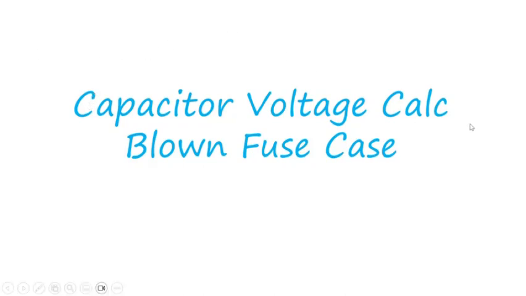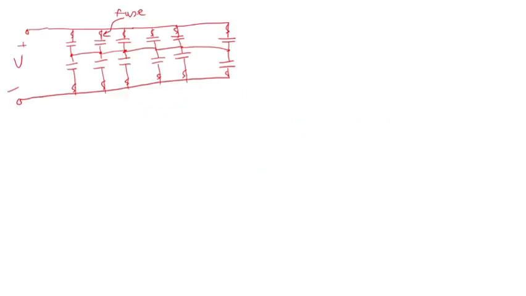Hello, in this video I'll talk about what happens when a capacitor unit has a blown fuse. What happens to voltage? I'm just going to take a simple example here. I have 6 capacitors in parallel and they are fused. Then I have another 6 at the bottom. They're also fused.